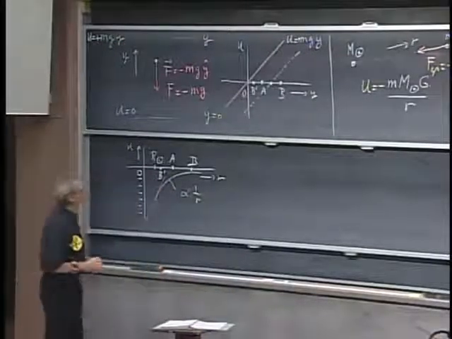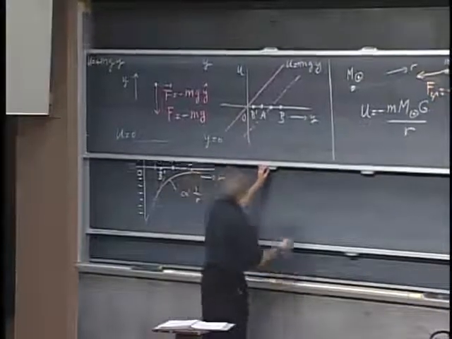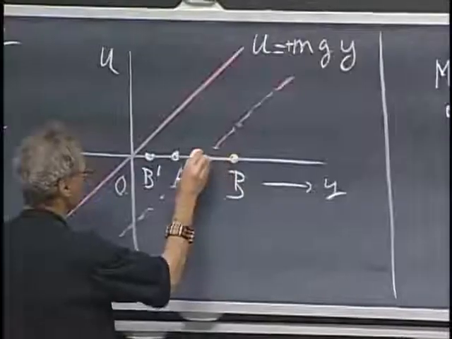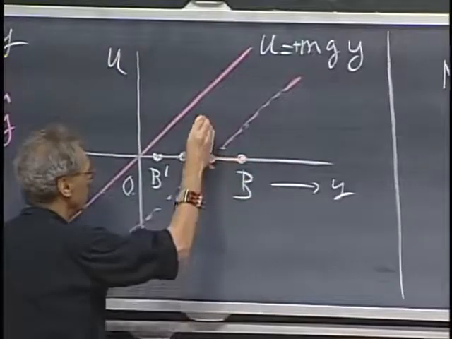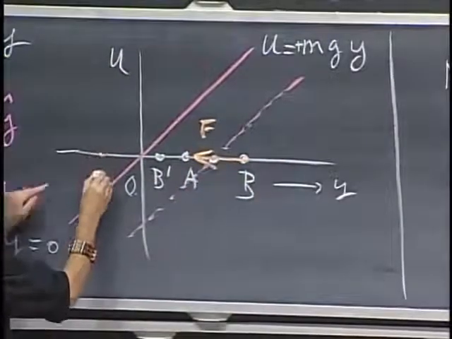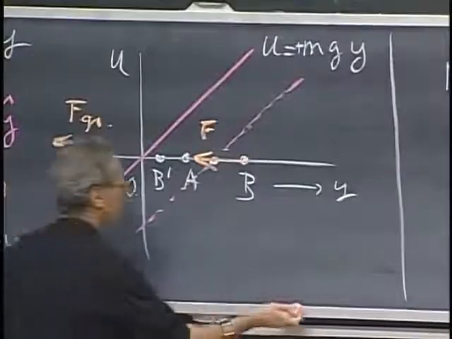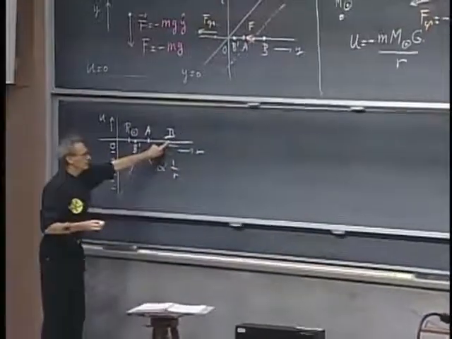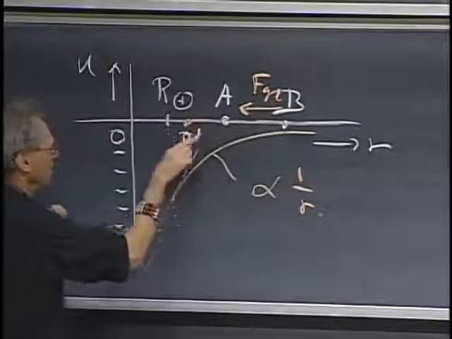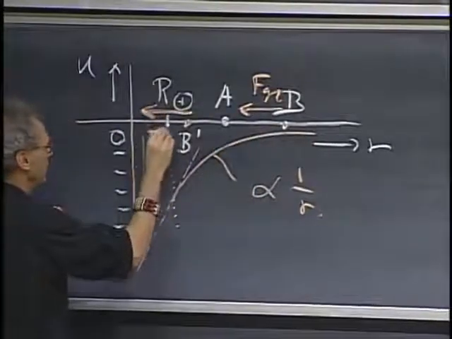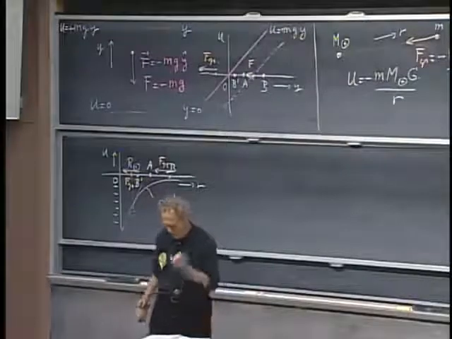The gravitational force is in the direction opposite the increasing potential energy. Notice that when I'm here, the gravitational force is in this direction. Increasing potential energy is this way, the force is in this way. When I'm here, gravitational potential energy increases in this way, the gravitational force is in this direction. The force is always in the opposite direction than the increasing value of the potential energy.